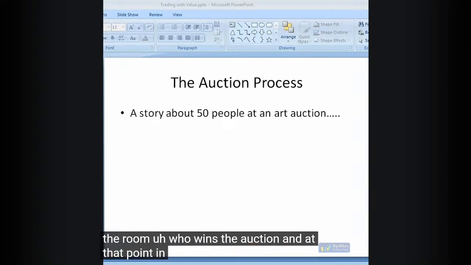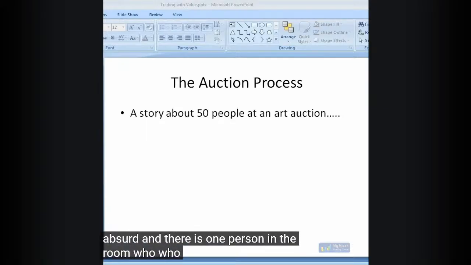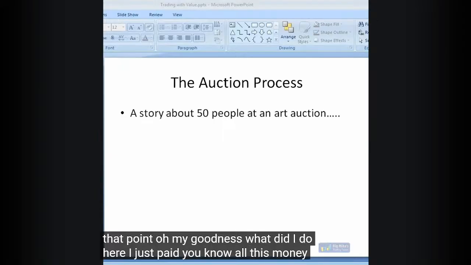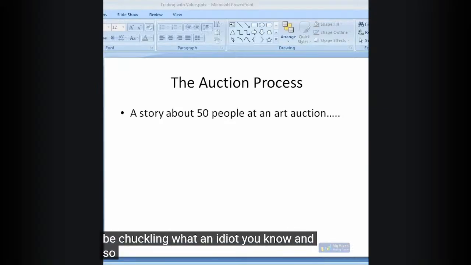And at that point in time, there are 49 people in the room that think that the price is absolutely absurd. And there is one person in the room who bought it and is probably having some kind of buyer's remorse at that point. Oh my goodness, what did I do here? I just paid all this money for this painting. The other people in the room might even be chuckling, what an idiot. And so in the market, that would correspond with the high or the low of the day.